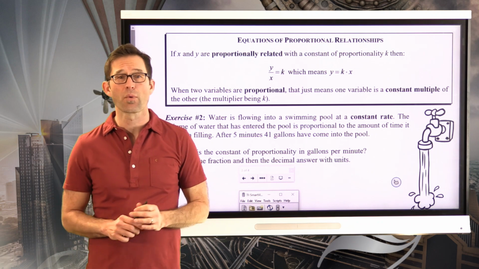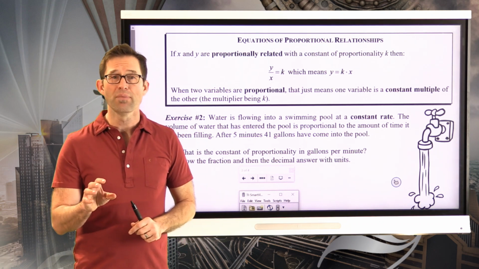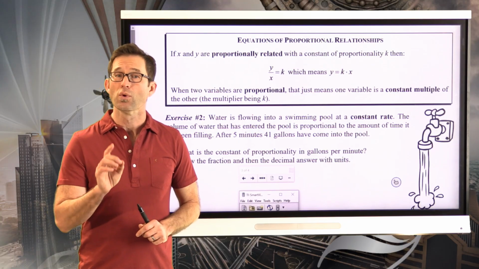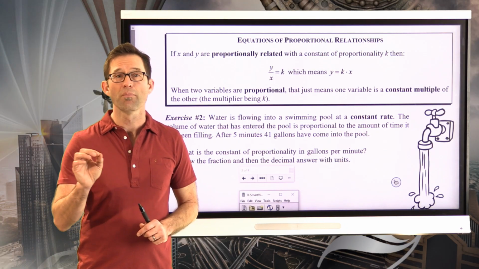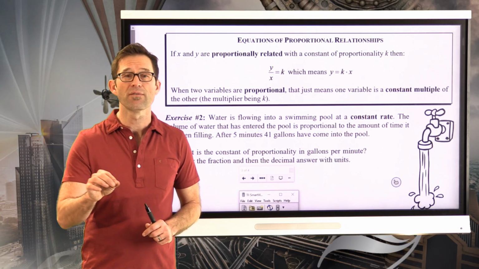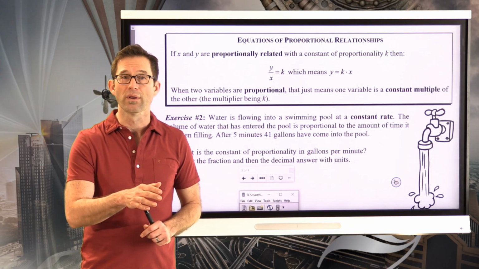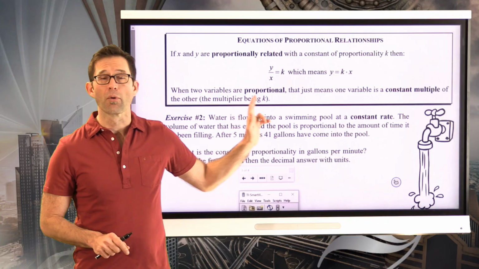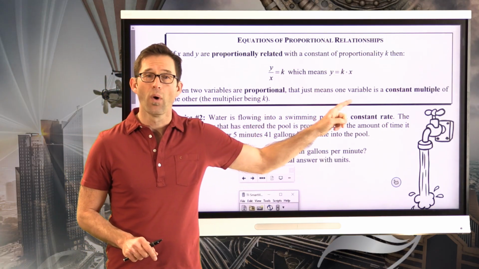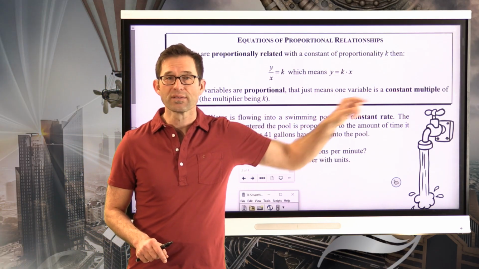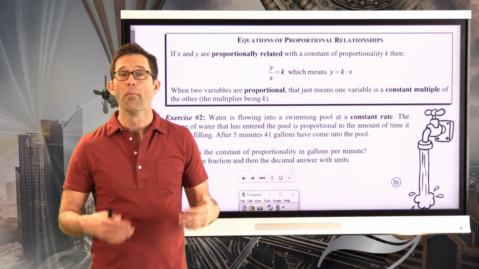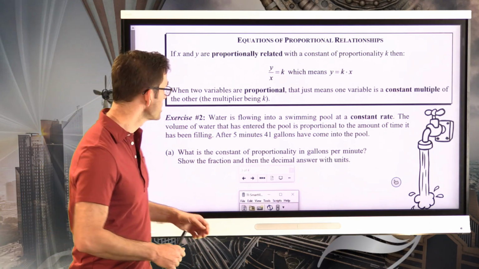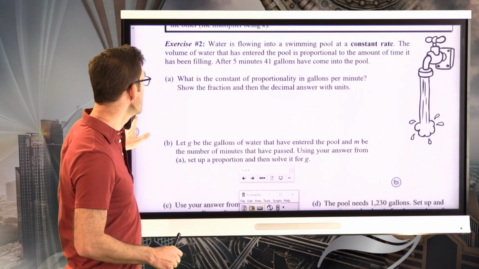And that's what we saw in the last problem, right? C divided by B, the cost divided by the number of brownies, was equal to 0.75, which meant that the cost was equal to 0.75 times the number of brownies, right? When 2 variables are proportional or proportionally related, it just means one variable is equal to a constant multiple of the other variable, the multiplier being that k. So let's look at another exercise that kind of hammers this idea home.